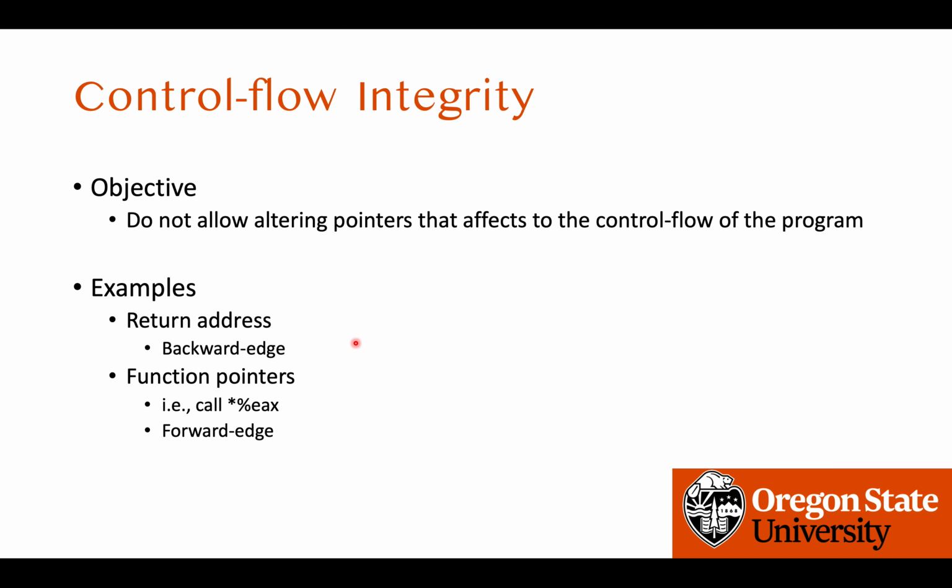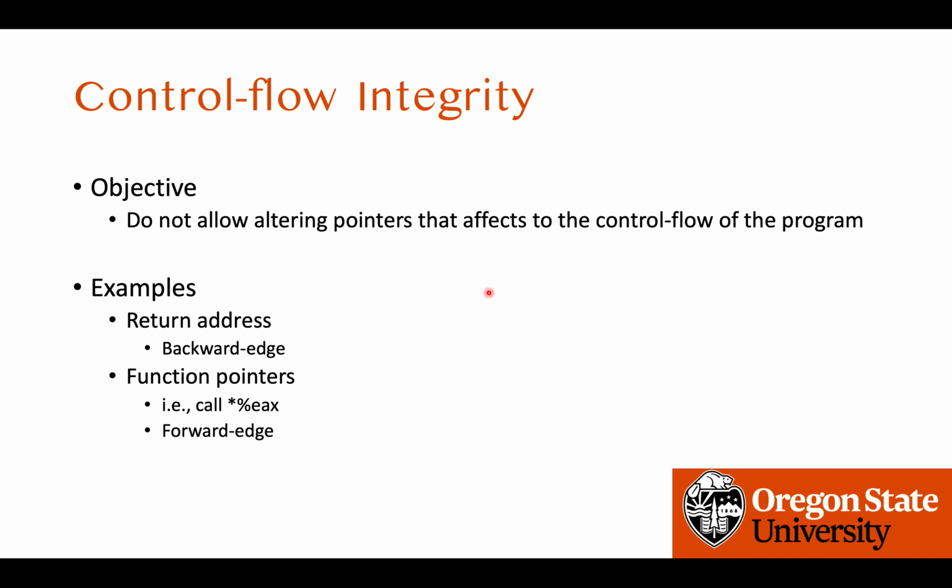In control flow integrity, there are two types of integrity: backward edge and forward edge. The reason why they are called backward edge and forward edge: think about making a function call from one of the functions. That is a forward edge. So the function pointers we use by a call instruction.